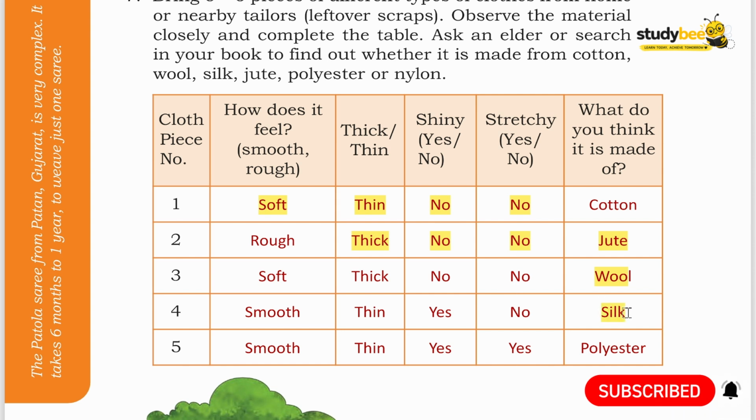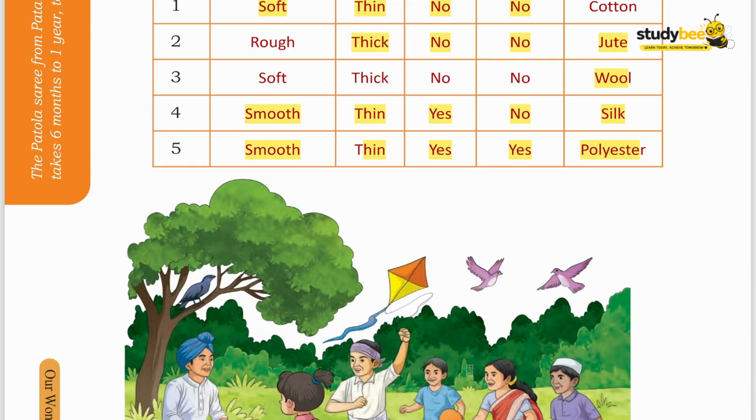If it is silk, so silk कैसा होगा? You'll find it smooth. Okay. It is thin, काफी पतला होता है. It has shine, yes. Does it stretch? No. Okay. Polyester, so polyester कैसा होता है? They are smooth, they are thin, they are shiny and they can stretch. Okay. So this is polyester. So you can collect, there are some more types of materials also. You can just collect them, observe them and write your observation here in this table.